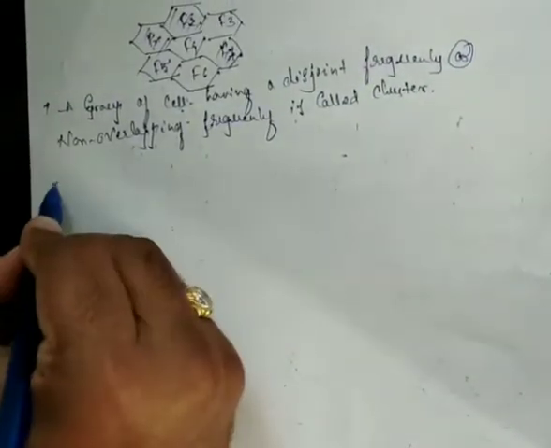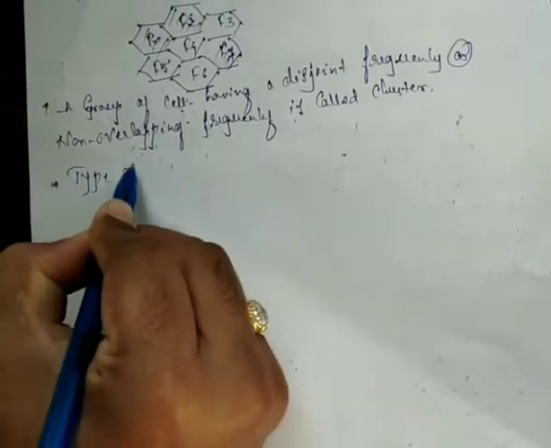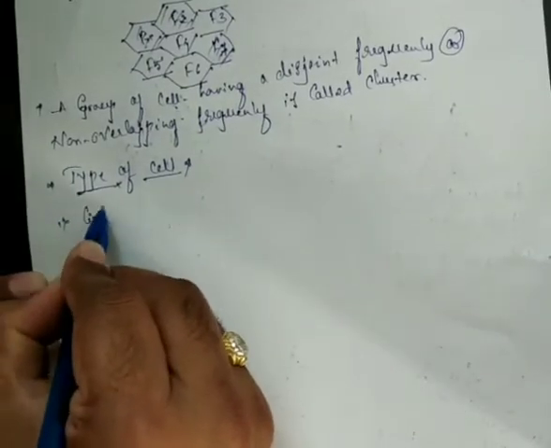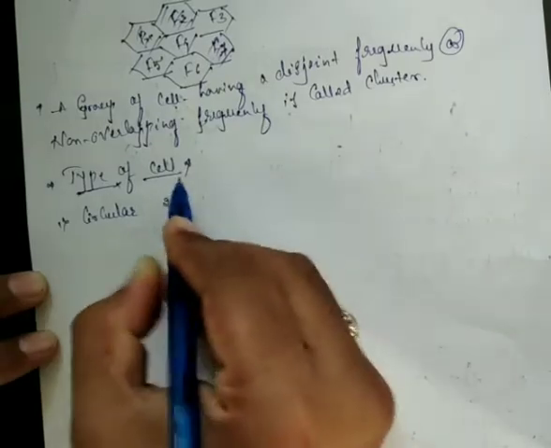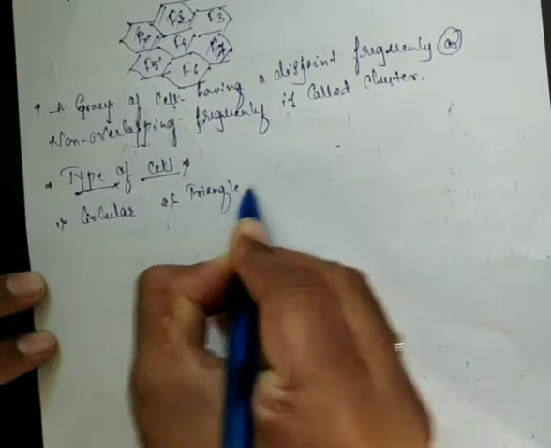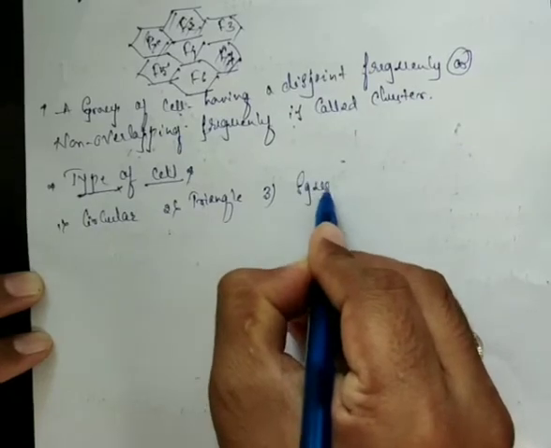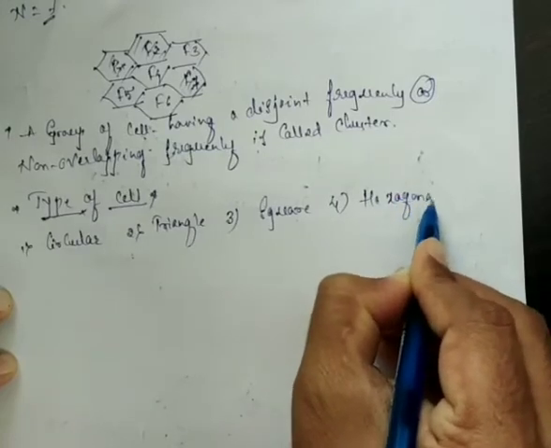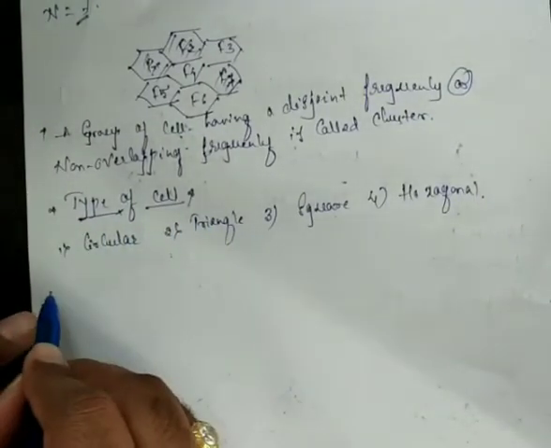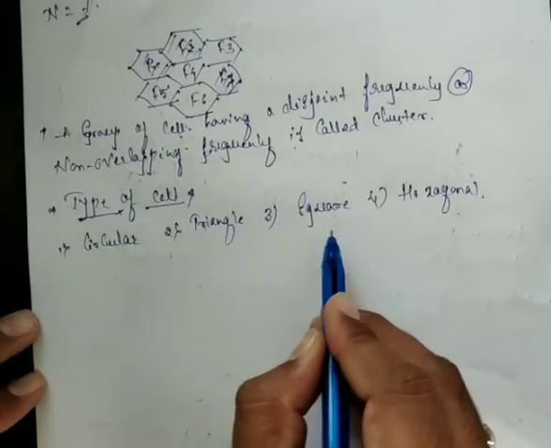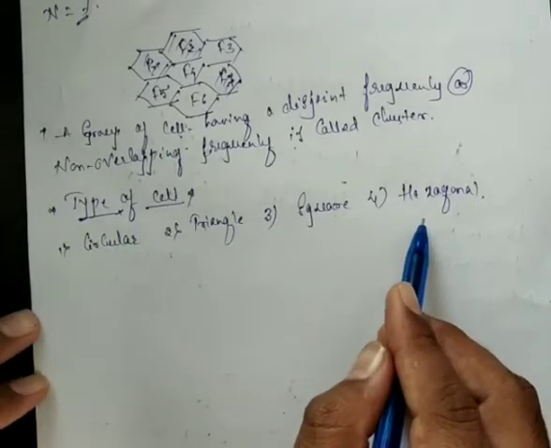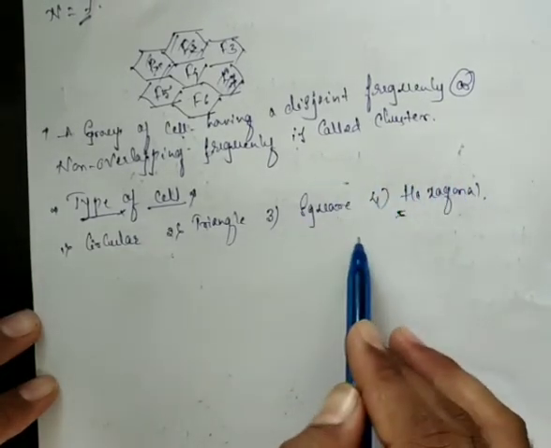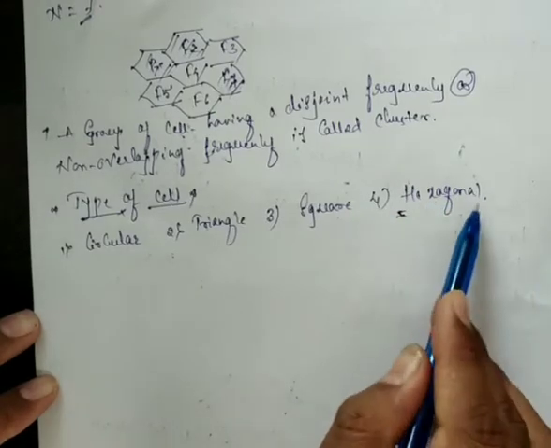Now the next topic is the type of cell. What is the type of cell? First it can be circular, second triangle, third square, and fourth hexagonal. How will they represent a type of cell? One is circular, one is triangle, one is square, one is hexagonal. The globally accepted one is hexagonal. Why did they accept the hexagonal cell globally?